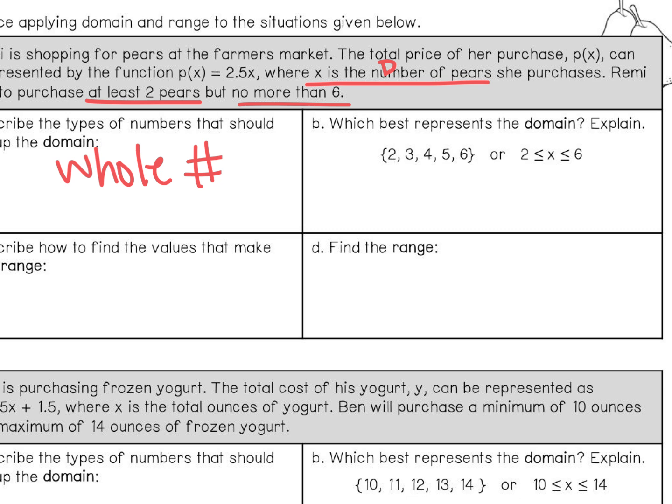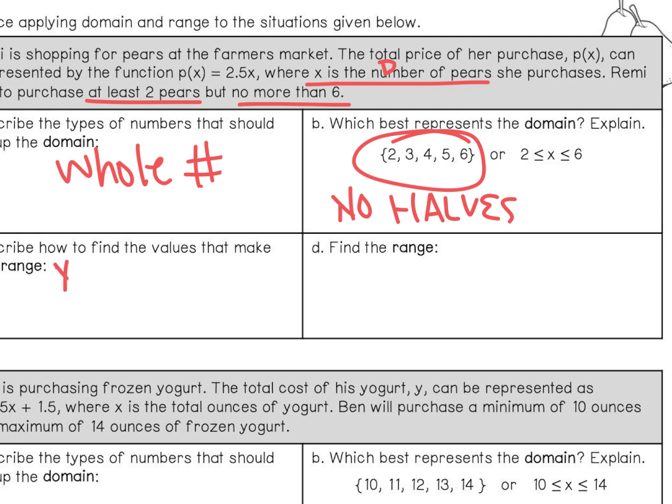So, looking at that, if we are only talking about whole numbers, are we going to use the list or are we going to use the inequality for at least 2 but no more than 6? Inequality. Can you buy half a pear? Oh, no. So we're going to use a list. Right? No halves. So what is the range? Range is the y, right?